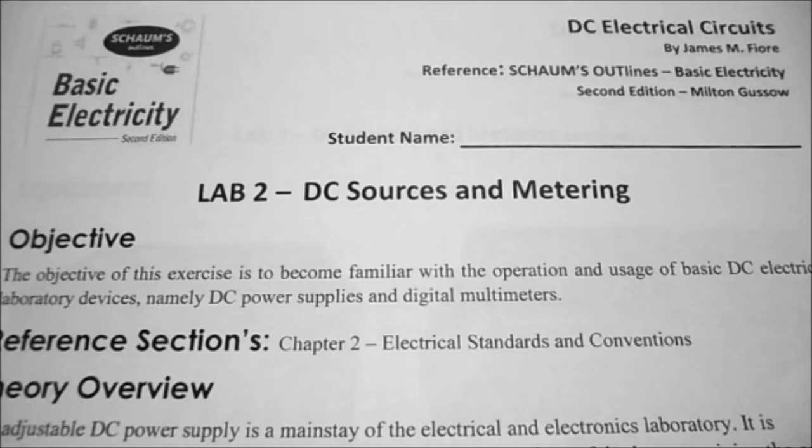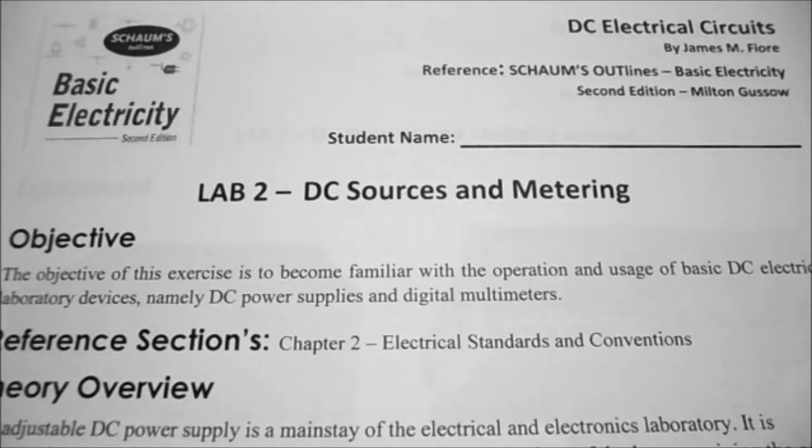Today in DC electrical circuits, we're going to be taking a look at lab number 2, DC sources and metering. The objective of this exercise is to become familiar with the operation and usage of basic DC electrical laboratory devices, namely DC power supplies and digital multimeters.